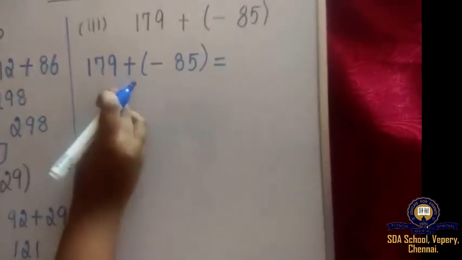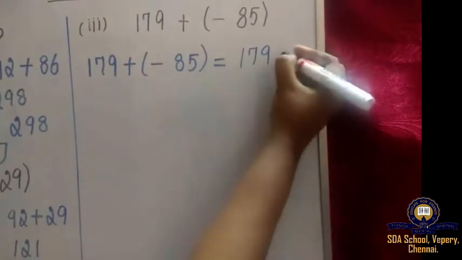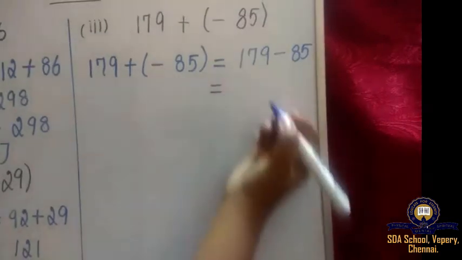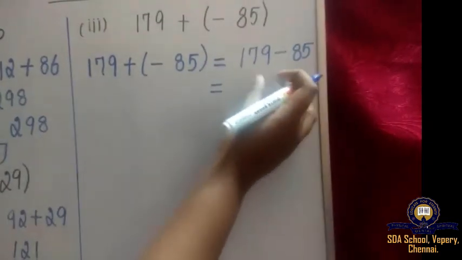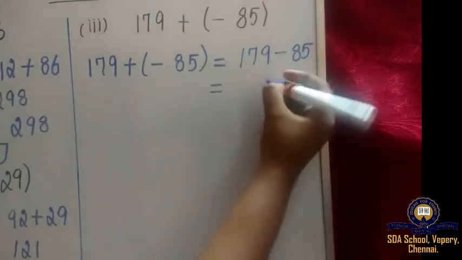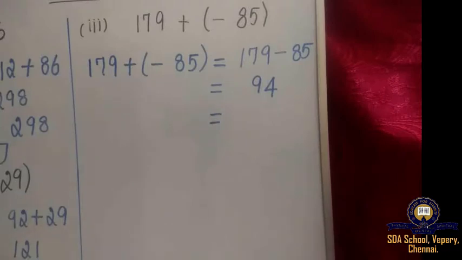Here 179 is the greater, right? So 179 minus 85. You have to subtract the absolute values. So 179 minus 85, what will you get? 94. And you have to put the sign of the number which has the greater absolute value.